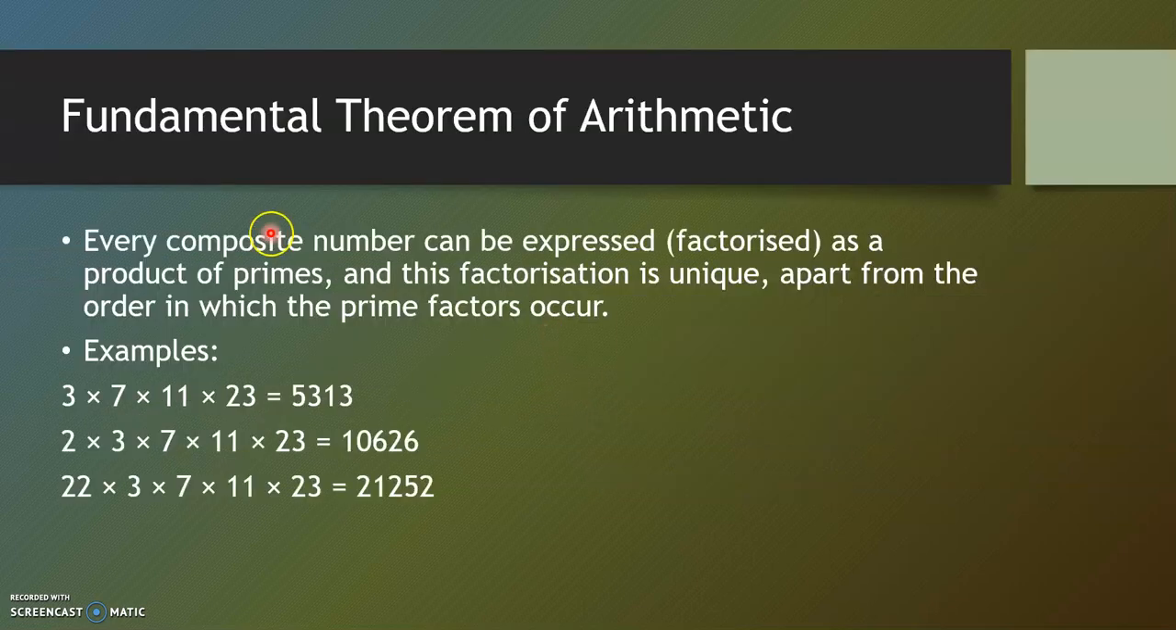This exercise is based on the fundamental theorem of arithmetic. And what does it say? It says that every composite number can be expressed or factorized as a product of its primes, and this factorization is unique apart from the order in which the prime factors occur. Okay? So let's try to understand it.